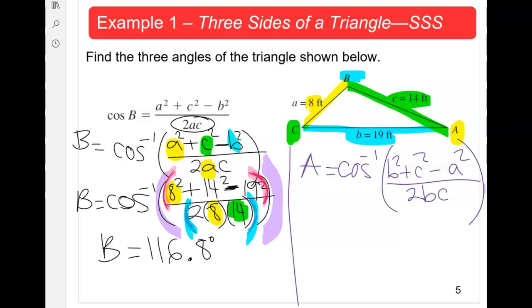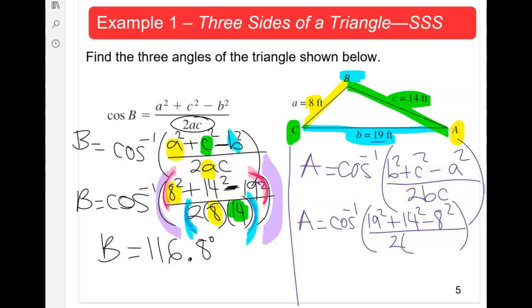So let's go ahead and substitute here. For side B, because it's lowercase, I need the side, so I'm going to need a 19 from here. So 19, and then I'm going to square it. Plus, side C is 14, so 14, and then square it. Minus A squared, which is 8, so 8, and we square it. Now on the bottom, we're going to have 2 times B, which is 19, times C, which is 14.